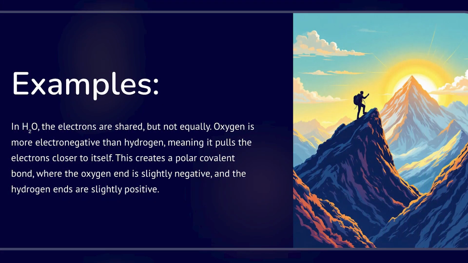While in H2O, the electrons are shared but not equally. Oxygen is more electronegative than hydrogen, meaning it pulls the electrons closer to itself. This creates a polar covalent bond where the oxygen end is slightly negative and the hydrogen ends are slightly positive.